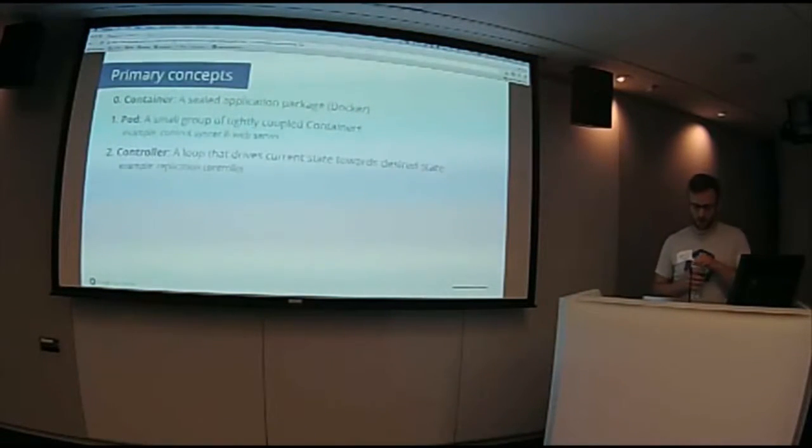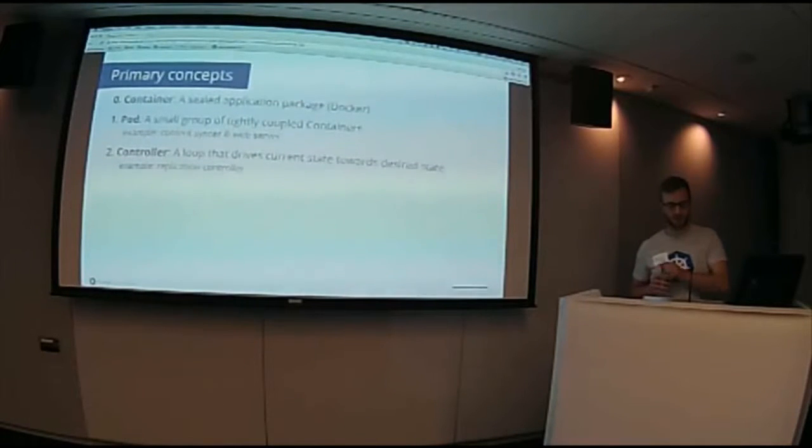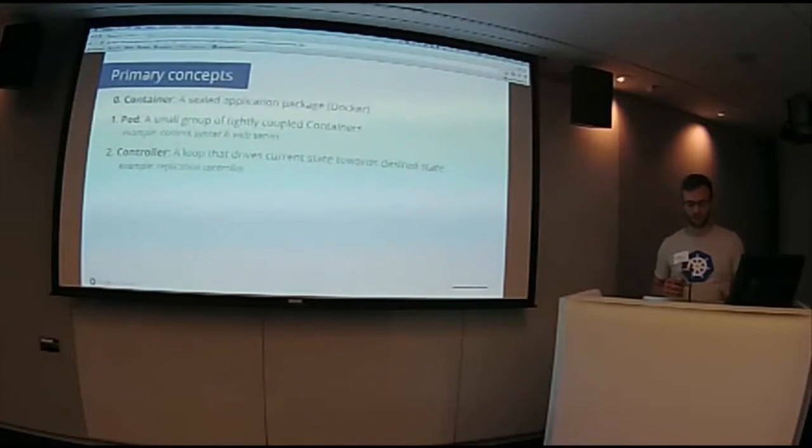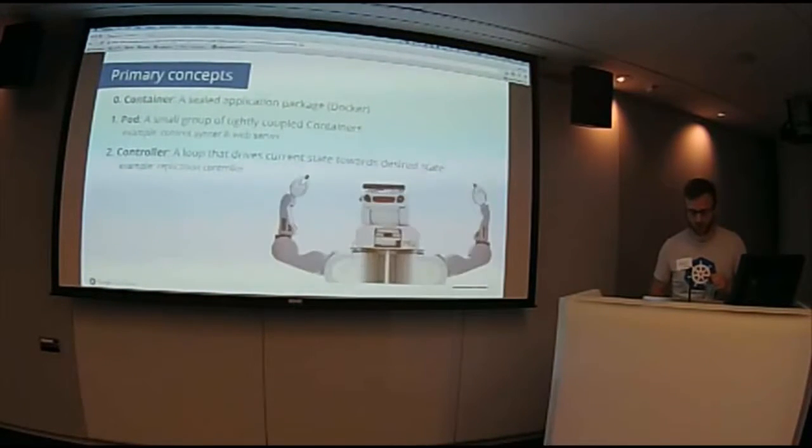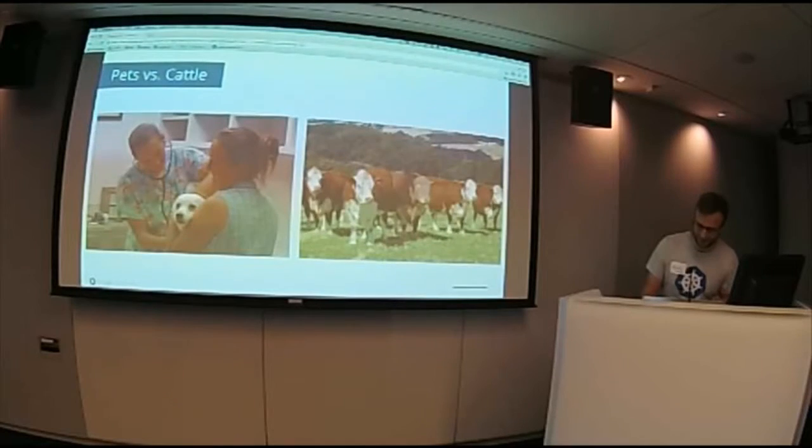A controller. This is a term for anything that implements that observe, rectify, repeat loop that I mentioned a few slides back. It's a good design principle. This might be familiar to you if you've ever worked with low-level robots. It turns out Brendan Burns, one of the founders of Kubernetes, was a robotics professor before joining industry. So first up is pods.